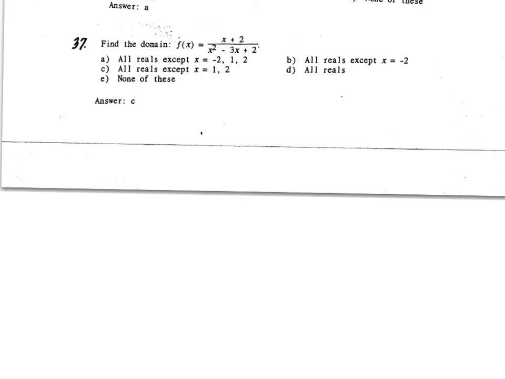In number 37, we want to find the domain. So in order to do that, we're going to factor the bottom. And when we do that, we see that we cannot plug in a 2 or a 1. So our answer would be C. All real numbers except 1 or 2.